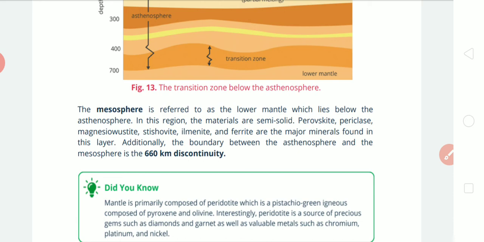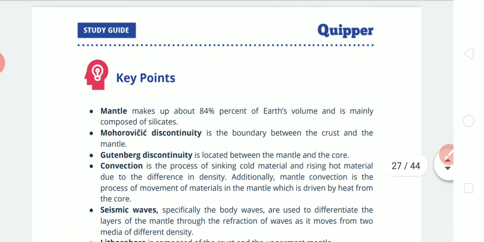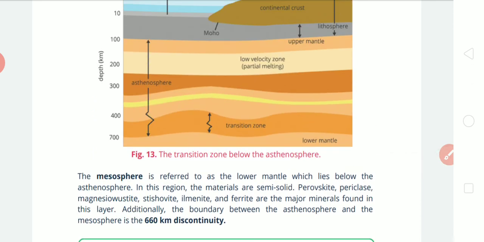Additionally, the boundary between the asthenosphere and the mesosphere is the 660-kilometer discontinuity. So this is the end of the discussion for topic 3 of Unit 5.